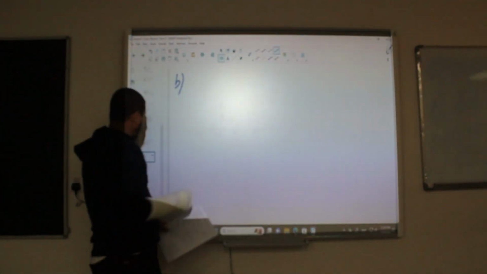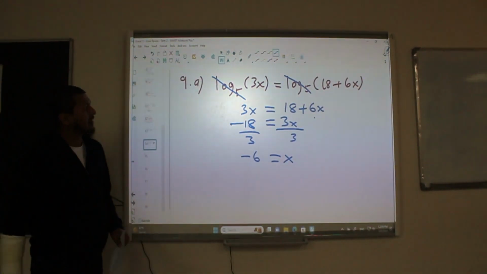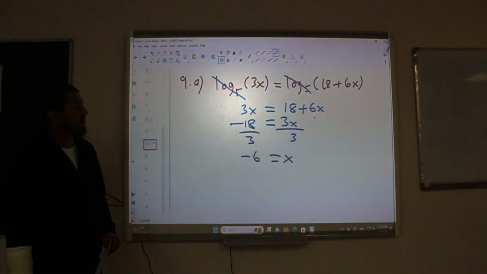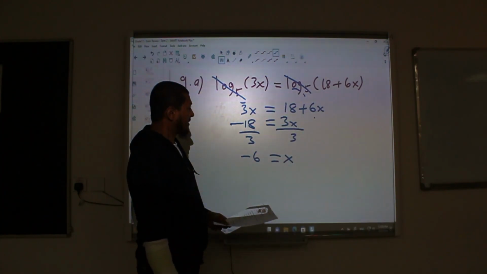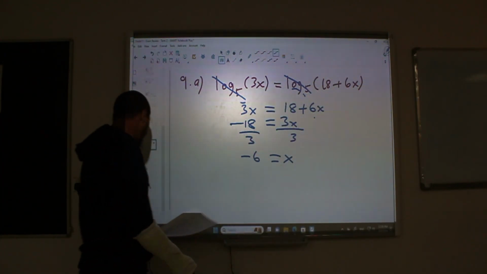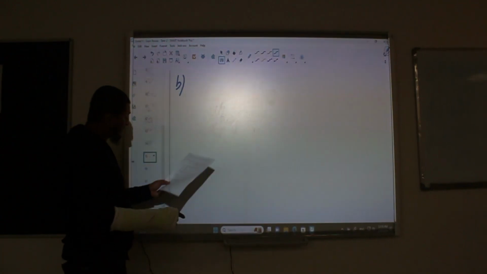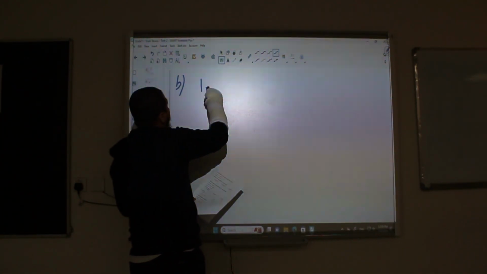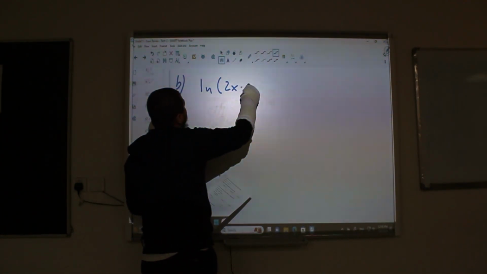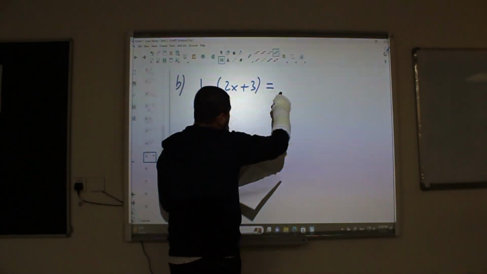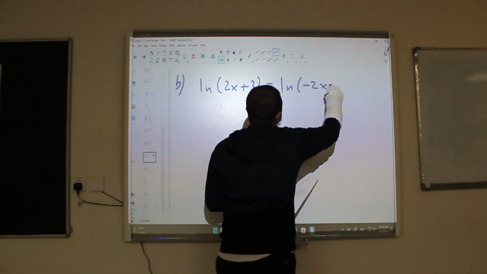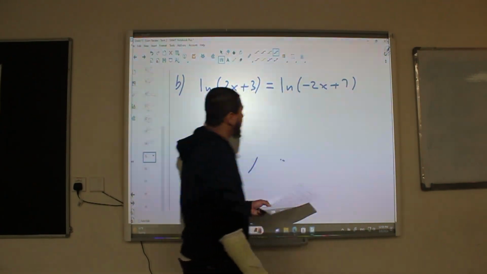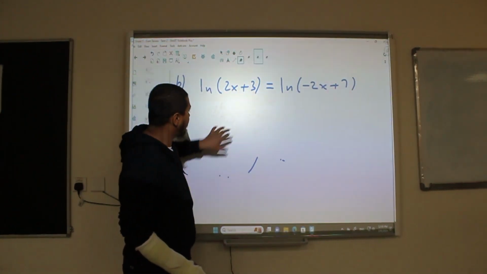And now solving the next problem, which is part B. Just going back to the previous one, I hope you understand. Because we have the same bases, we drop the base and solve the basic log equation. Now looking at something similar, we have ln of 2x plus 3 equals ln of negative 2x plus 7.